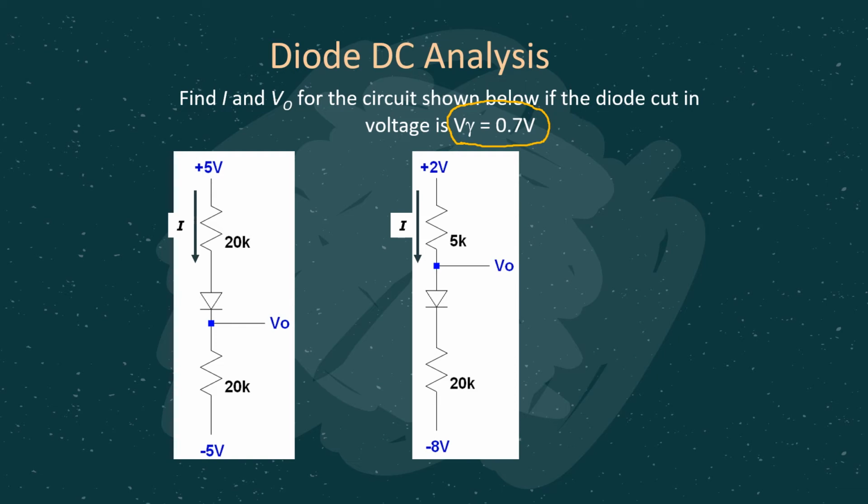Since we are talking about the second model, the next thing we need to do is find I and V naught. I is the current, V naught is the output voltage. But first thing first, these two circuits are separate circuits, meaning these are two different examples that you need to solve to find the current as well as the output voltage. So let's have a look at the first circuit.